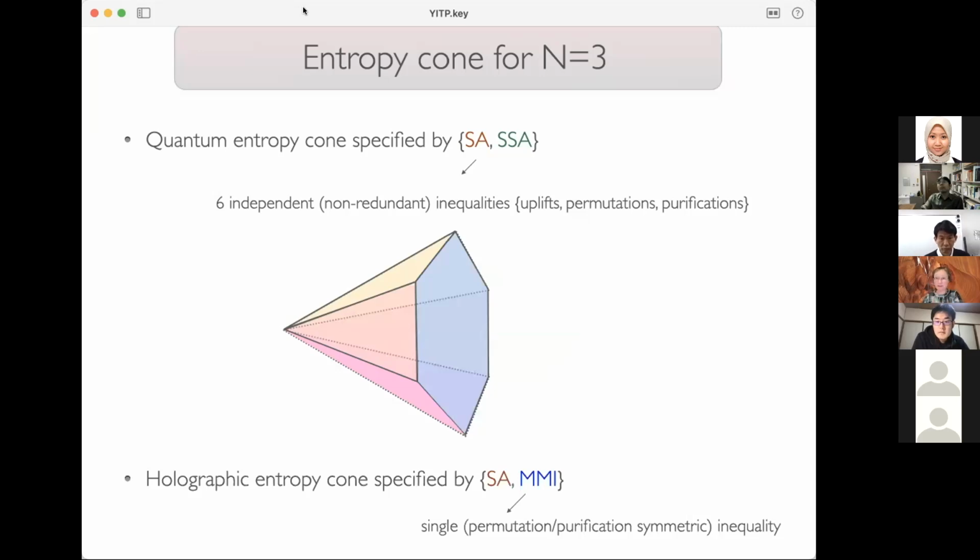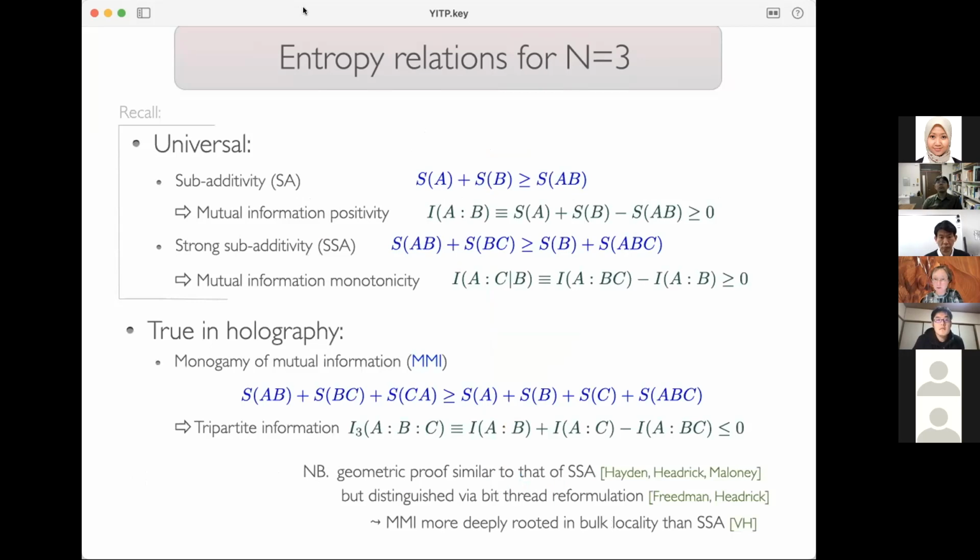And in fact, the strong subadditivity inequalities become redundant. There's a stronger inequality that restricts the cone further, which is this facet, the monogamy of mutual information. And in fact, that's completely permutation and purification symmetric. And so there's only one of those things. So just to remind you, these were the inequalities that we saw before.